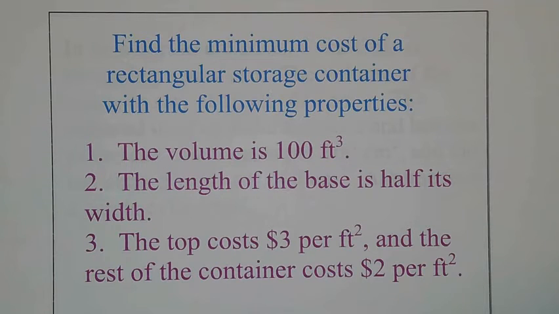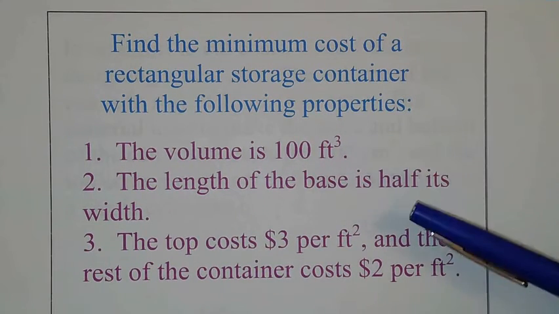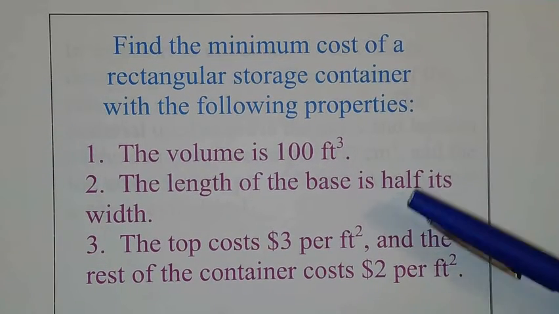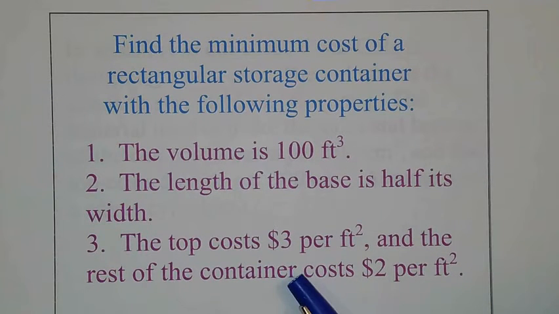This is standing in for a lesson on both Monday and Wednesday. Find the minimum cost of a rectangular storage container with the following properties. Volume is 100 cubic feet. The length of the base is half of the width. That should look familiar from pre-calculus. And then the top has this cost.